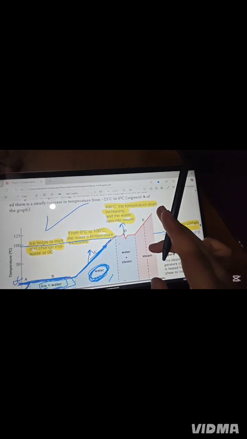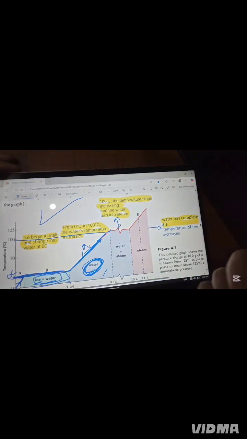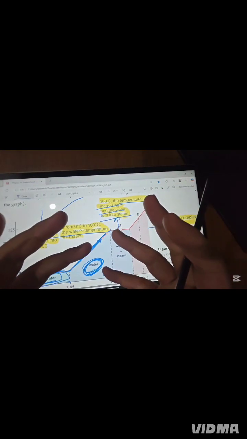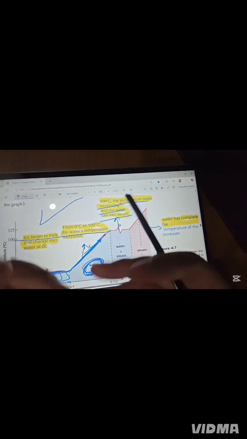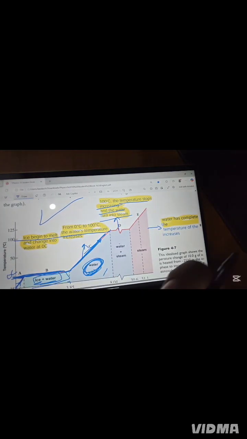At part D, at 100 Celsius, this 100 Celsius is called the boiling point. At 100 Celsius, the temperature stops increasing and the water turns into steam. When you have a glass of water and you are giving it more energy, it is receiving energy. First you have ice, then after ice you have water. After water it becomes boiling, becomes steam.